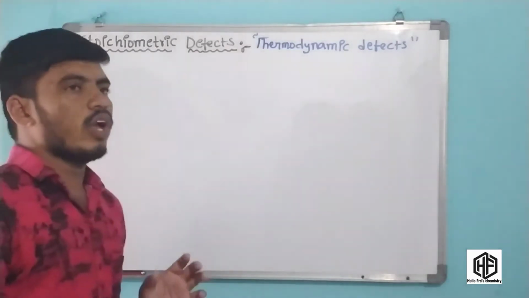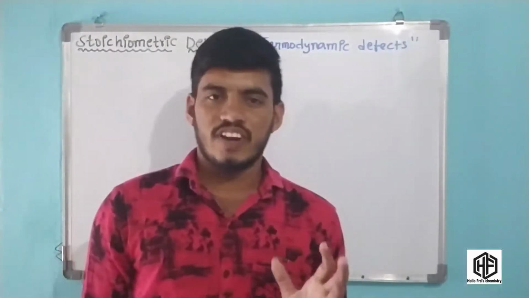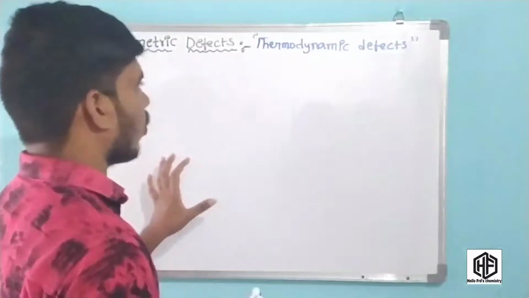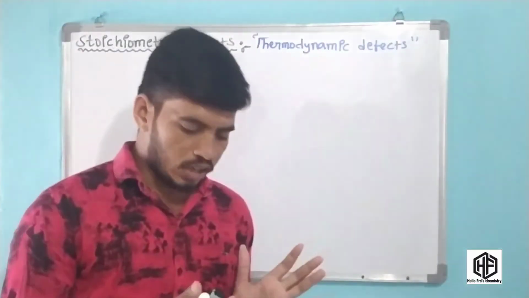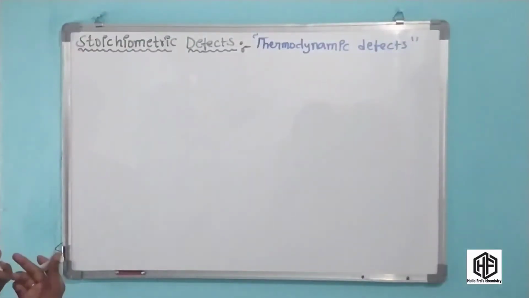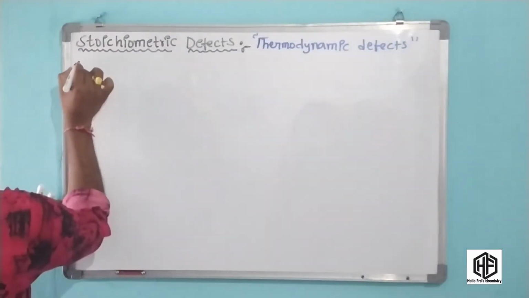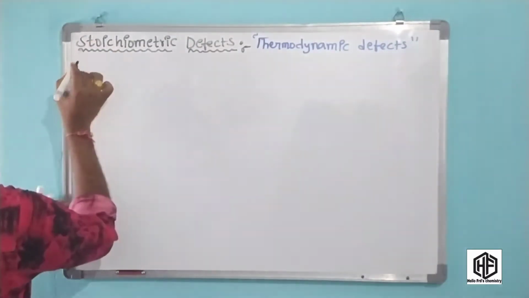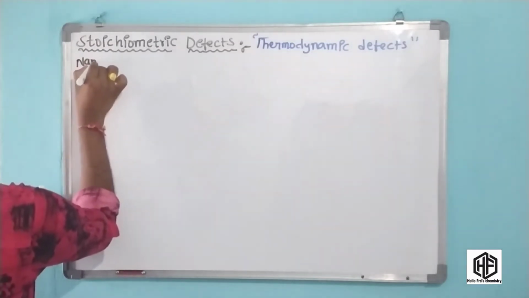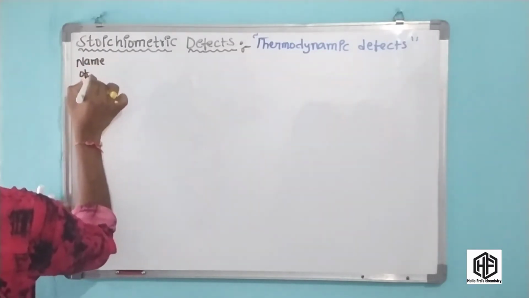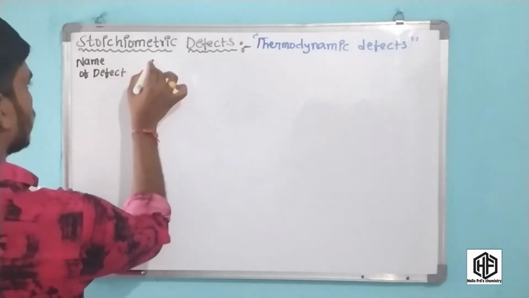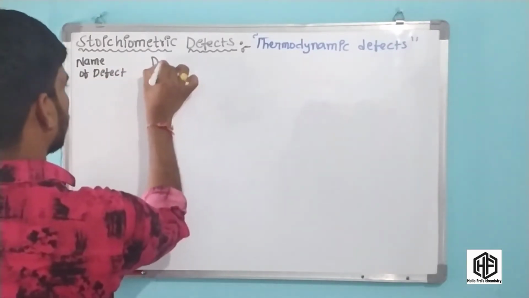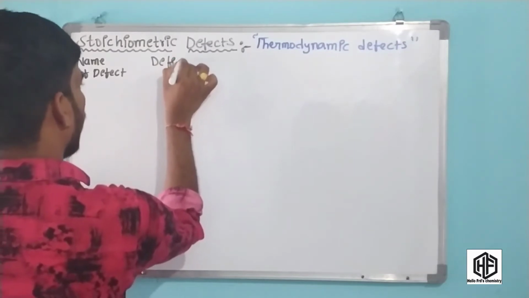Now I am going to discuss the Schottky and Frenkel defects. I am representing a small table to explain these two defects simply. First, the name of the defect, and this column is for the definition of the defect.